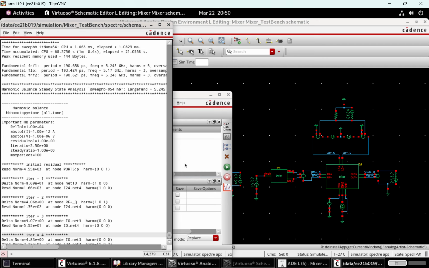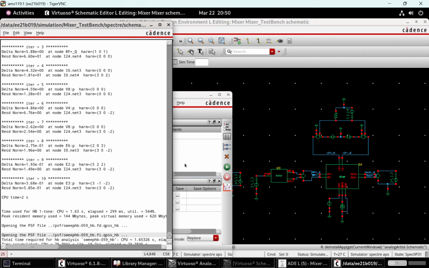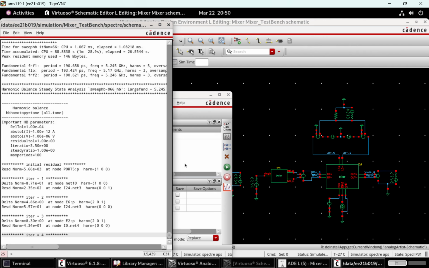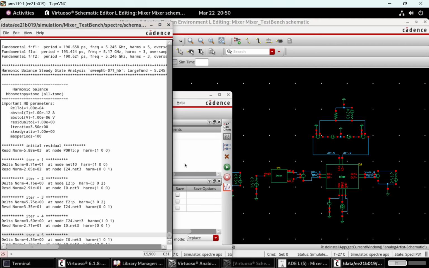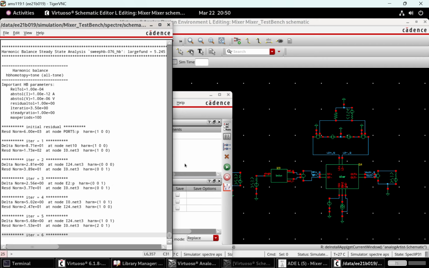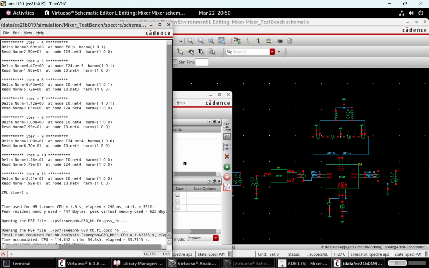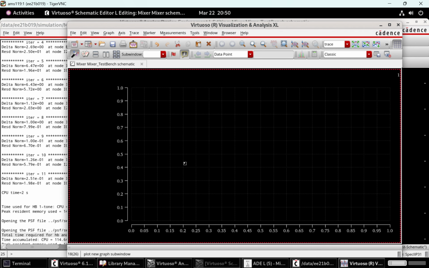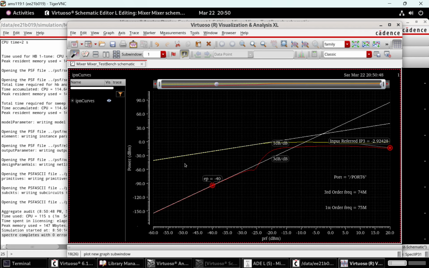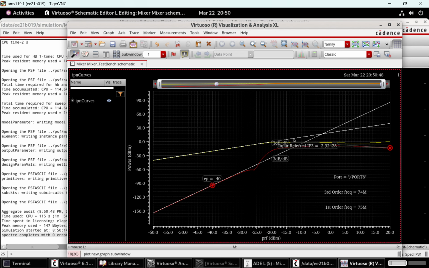The idea of HB is that HB is like a DC operating point for periodic sinusoidal waves that takes into account the nonlinearity as well. So HB is a very powerful analysis. We will be encountering HB many times in the future. So once this is done, I have already set up the option to plot IIP3. So you can plot the IIP3, input referred third order intercept. And this gives a value of -2.9. That is more than the spec.